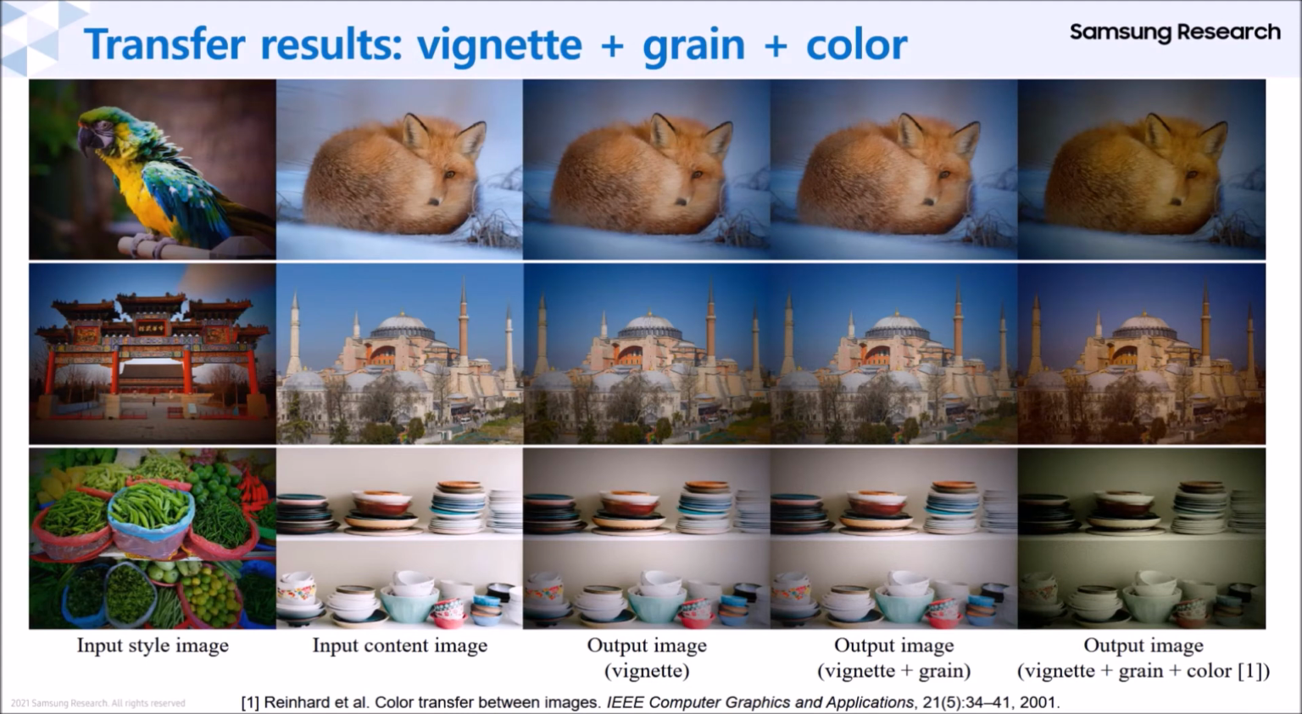Here we apply joint transfer of all effects of vignetting, grain, and color. We use our method for extracting and transferring grain and vignetting effects, while we transfer colors using the traditional method by Reinhard.